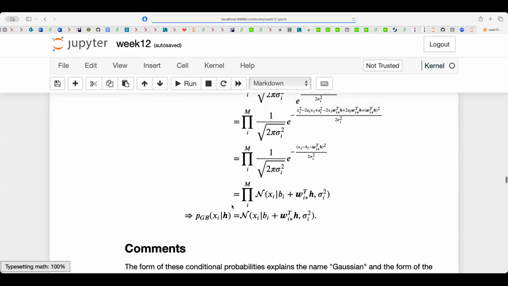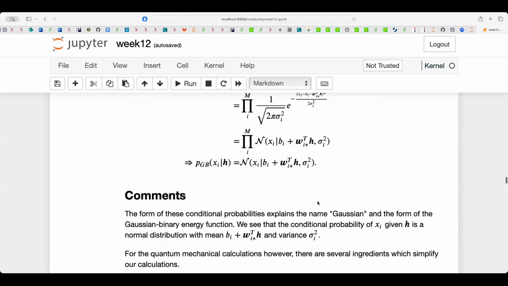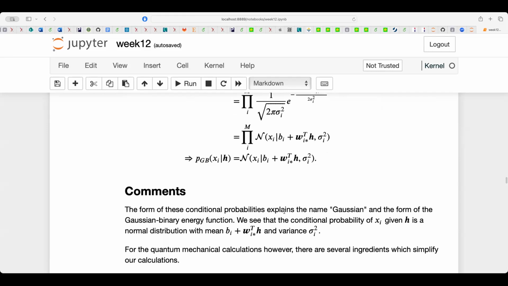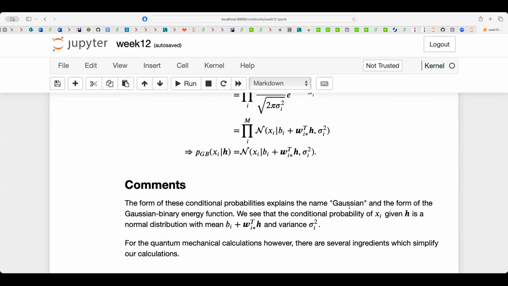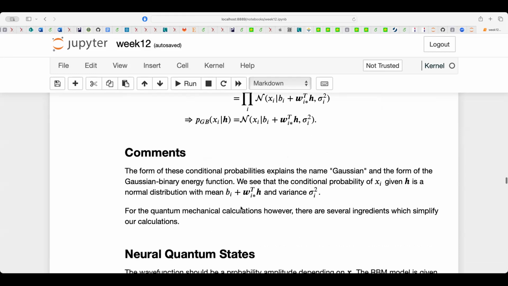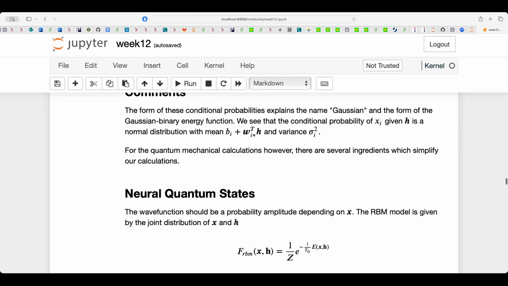So you end up with a normal distribution, but where you have a different expectation value for the variance. And you see the reason why this is called a Gaussian binary is that you end up with a normal distribution with a mean value, which is given by this quantity here, and a variance sigma_i squared. So the mean value now is given by this quantity, which you see here. But as I said, for the quantum mechanical calculations, there are many, many things which make life much, much easier for us. And this is what I wanted to say something about.